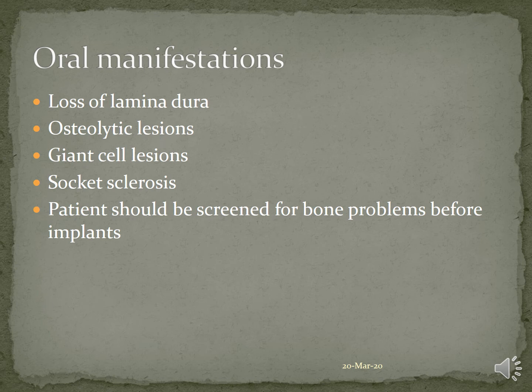Mainly in the hard tissue, which is the bone, there is loss of lamina dura. There are osteolytic lesions. I told you, because the calcium is being repeatedly transported from the bone to the blood. So all those effects will be there: lamina dura loss, osteolytic lesions, giant cell lesions because of this altered calcium level, and then socket sclerosis. Then patients should be screened for bone problems before implants. So we have to be very, very careful in placing the implants as well, because the reparative mechanism of the bone is under compromise.